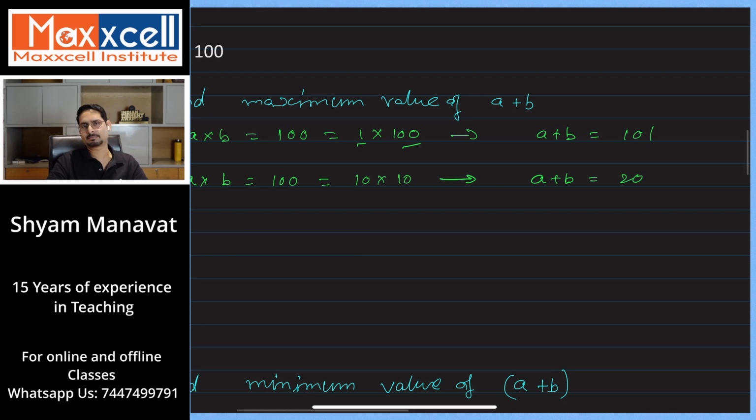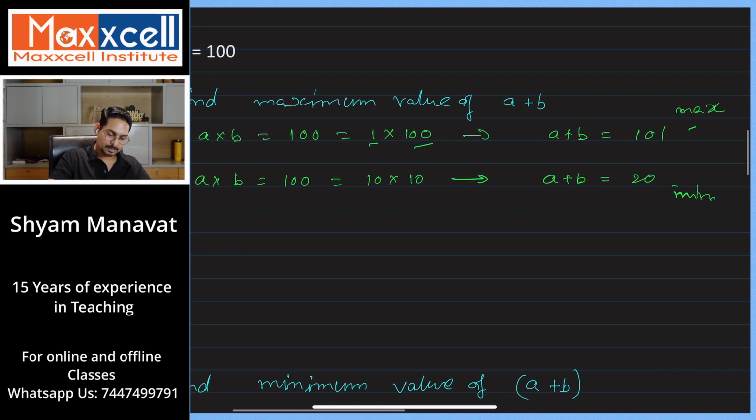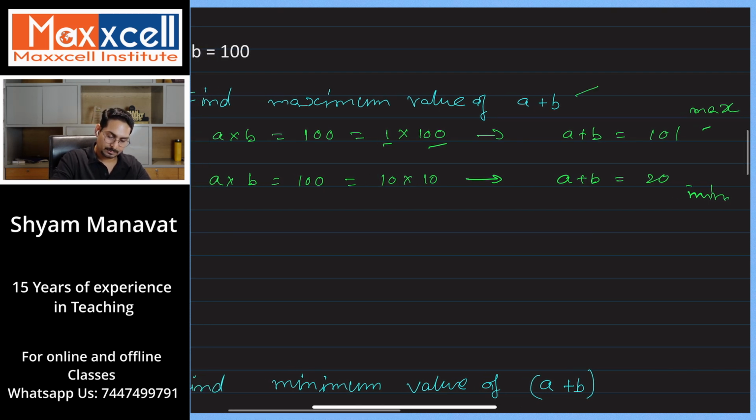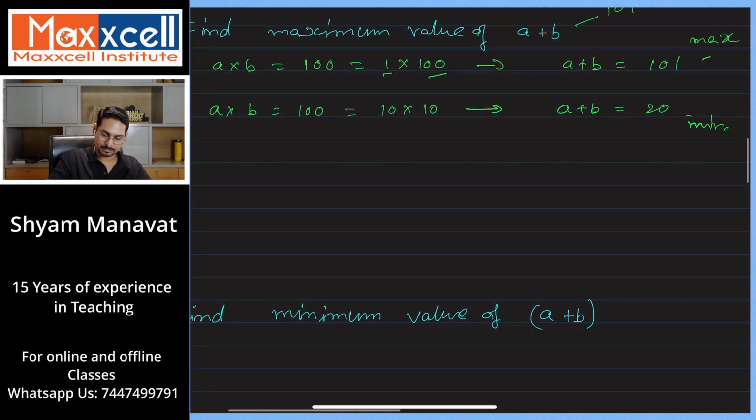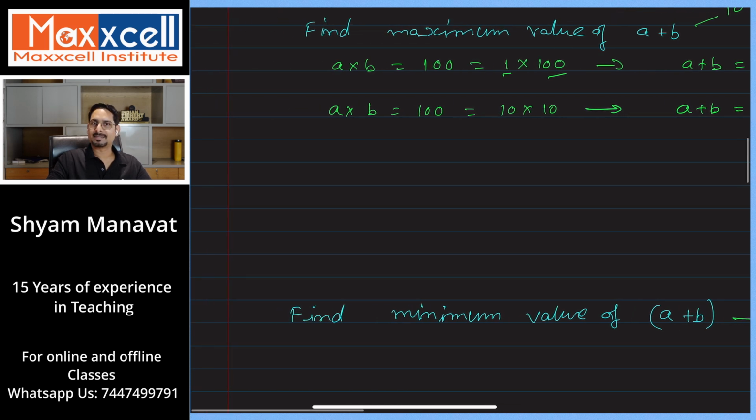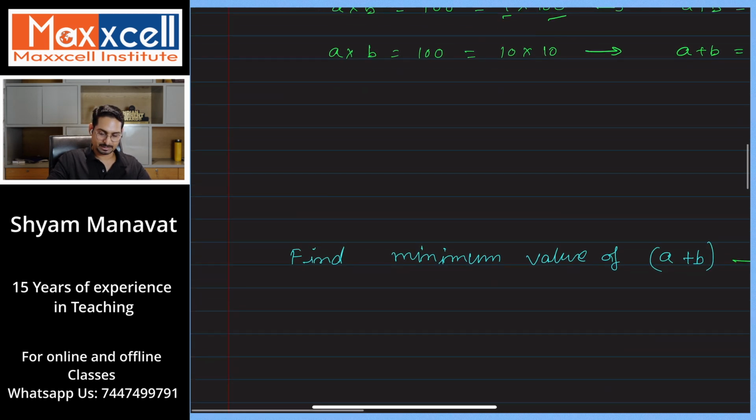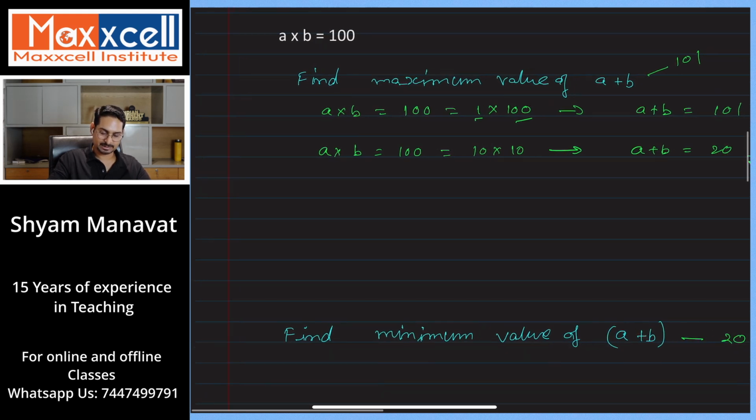अब, all my students are intelligent. आप लोग इंटेलिजेंट हो, बता दो 101 और 20 में से मिनिमम कौन सा है? मैक्सिमम कौन सा है? ऑब्वियसली this is maximum and this is minimum, right? So maximum value is going to be 101, and minimum value is going to be 20. Clear? Any question, confusion बताओ. Question है तो बताओ. Easy होना चाहिए.